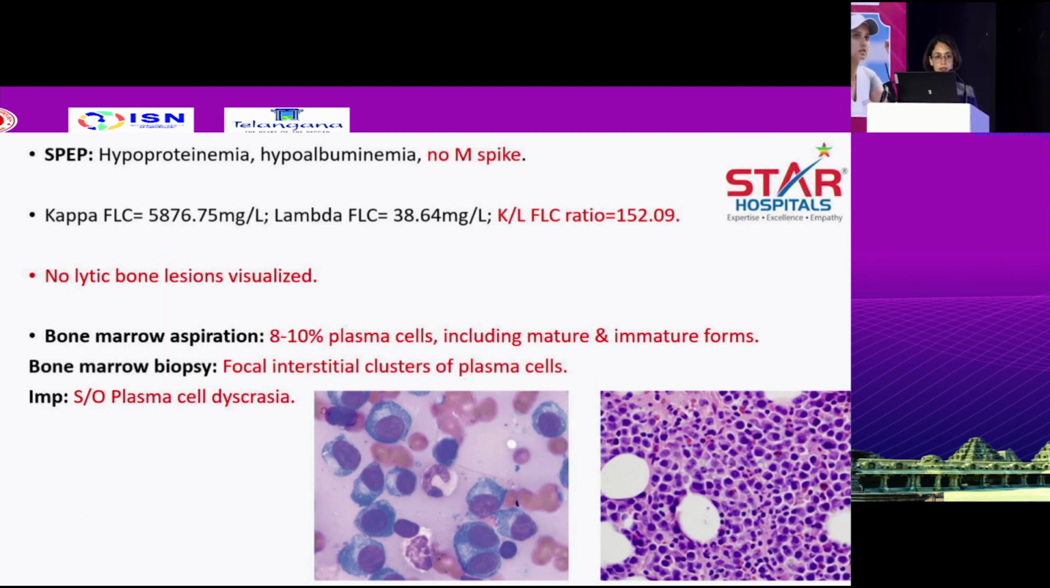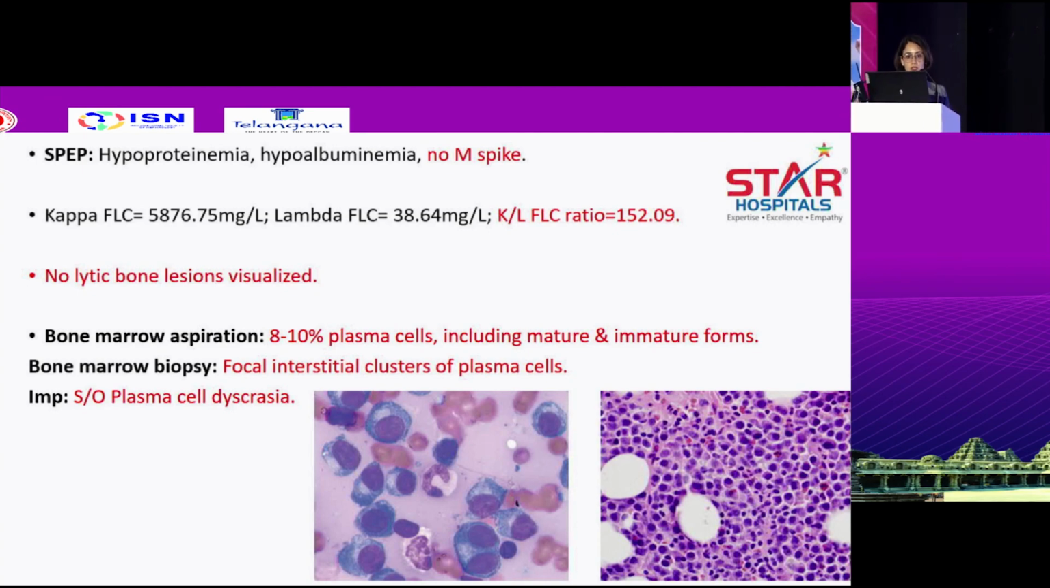They did the serum protein electrophoresis, which showed no M spike. Then the kappa and lambda free light chain assay was skewed more towards kappa with the ratio more than 100, which is significant. There were no lytic bone lesions or lymph nodes identified. Bone marrow aspiration showed 8 to 10% plasma cells. Normally the bone marrow should have less than 5%. This is not very significant, but there is an increase. This included even the mature and the immature forms. And bone marrow biopsy had focal interstitial clusters of plasma cells, all suggestive of a plasma cell dyscrasia.